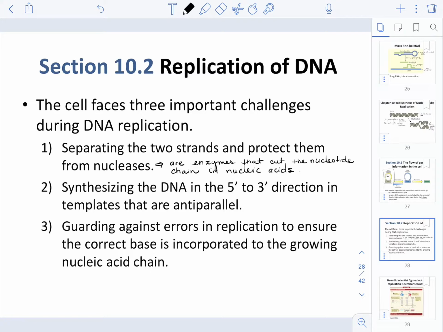Another challenge that is faced during this process is the synthesis of those new strands themselves. Remember, DNA is an anti-parallel structure, and having this directionality in this double-stranded molecule presents a challenge because we are only going to be synthesizing this DNA in the direction from 5' to 3'. And we're going to see how the system overcomes this challenge. Lastly, when DNA replication is happening, we need to be guarding if errors are going to be happening in the process. At the end of this chapter, we're going to see how the system not only proofreads, but fixes any mismatches that are going to be happening during this process.